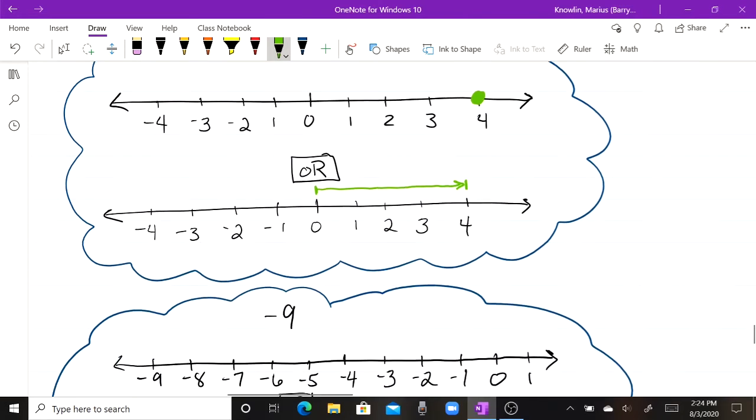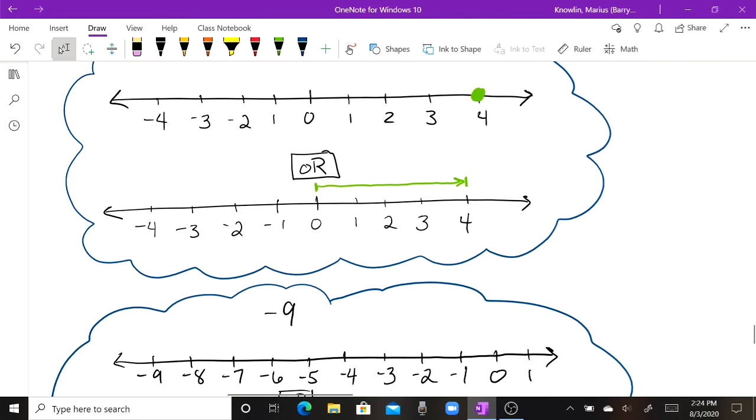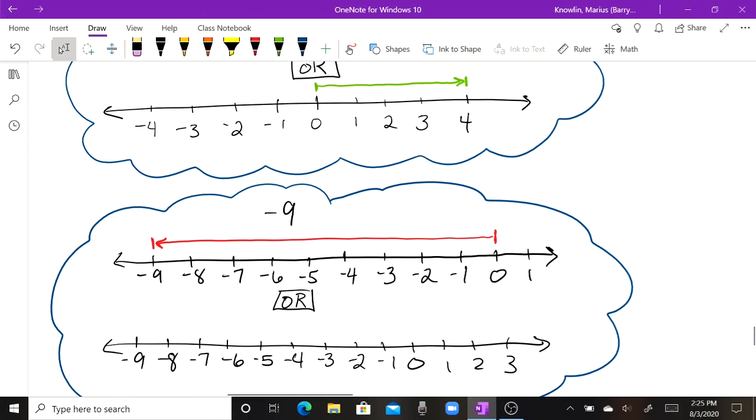Okay, let's take a look if I was displaying a negative number. Remember, first we could just draw an arrow from 0 to that number to represent -9, or moving to the left, because like we discussed before, moving to the left is negative, the opposite of going to the right. Or we could simply place a dot, or a point, on -9.